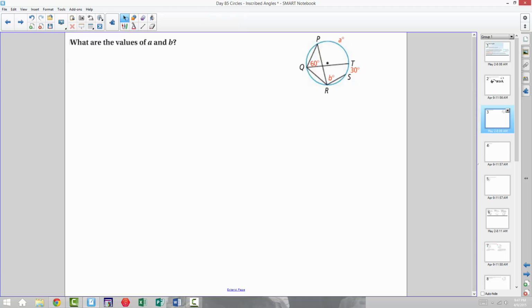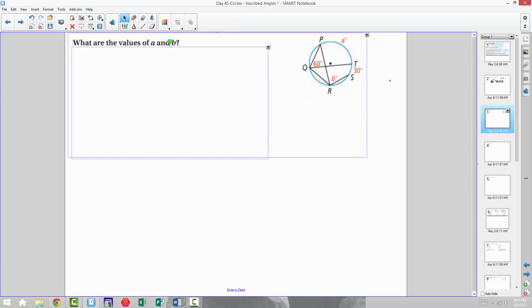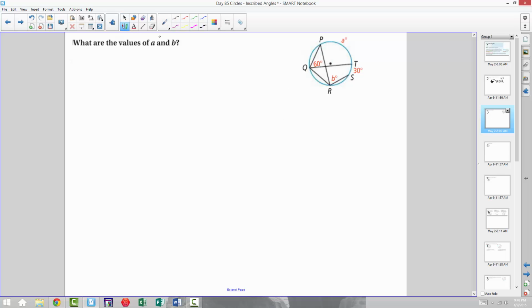So let's put this into play with this example. I have intercepted arcs, I have inscribed angles. I need to find the measure of the arcs or the inscribed angle. Don't forget that central angles are also equal to arc measures, and don't forget about diameter and radius. Notice that QT is not a diameter because it doesn't go through the center of the circle. So what I want to do is start solving for my angle A by finding its inscribed angle.